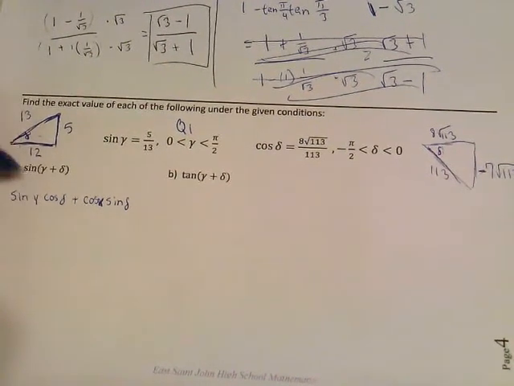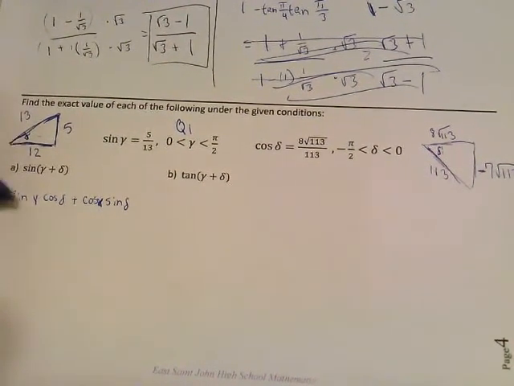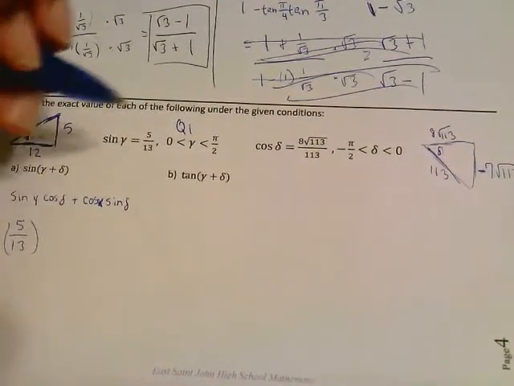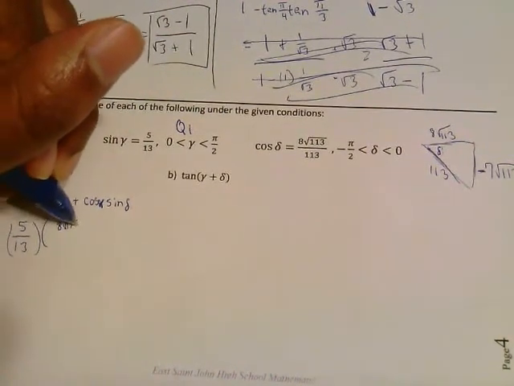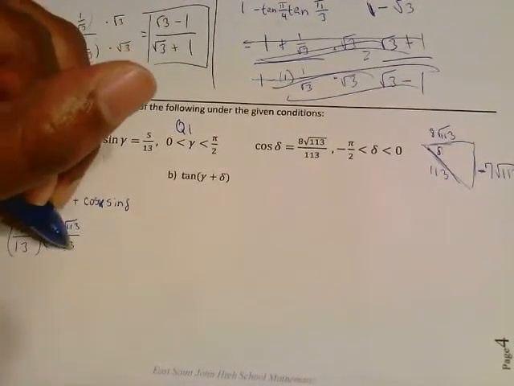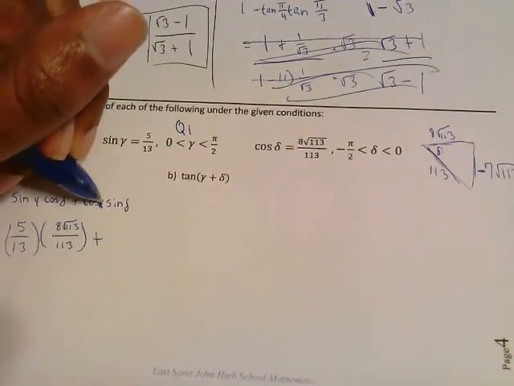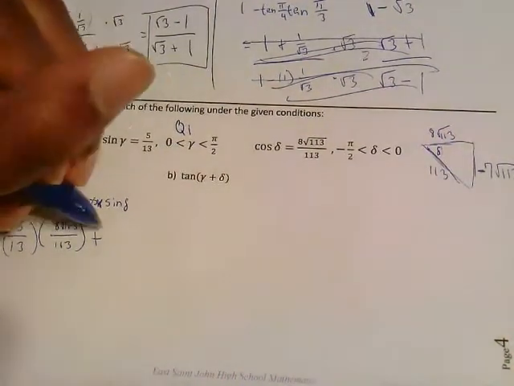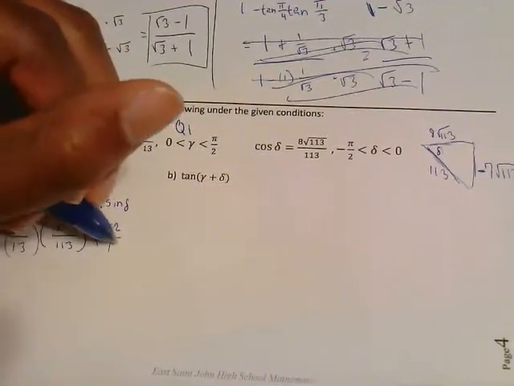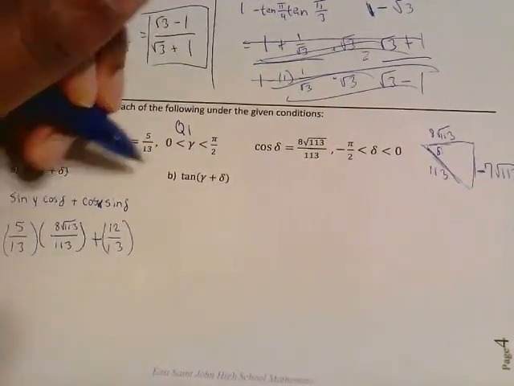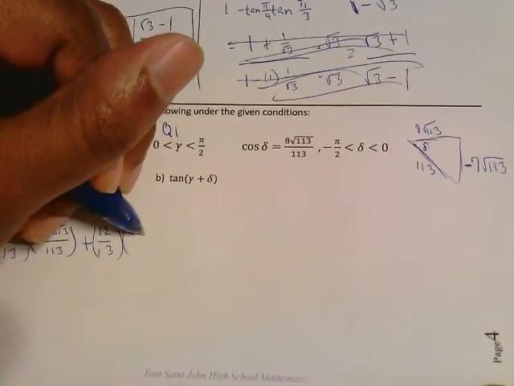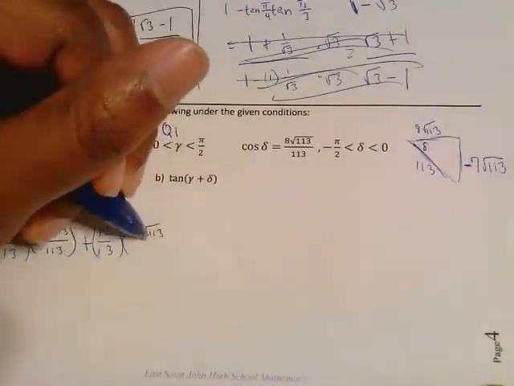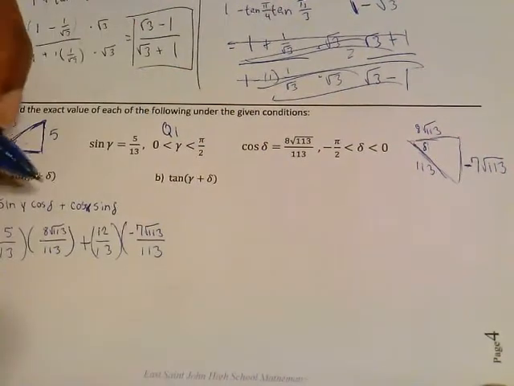So sine of gamma is based on this triangle here. So sine of gamma is 5 over 13. Cosine of delta is based on our other triangle on this side, which is 8 square root of 113 over 113. And then plus, this time, cosine of gamma is based on the gamma triangle. So that would be 12 over 13. And then sine of delta is based on the delta triangle. That would be negative 7 square root of 113 over 113.